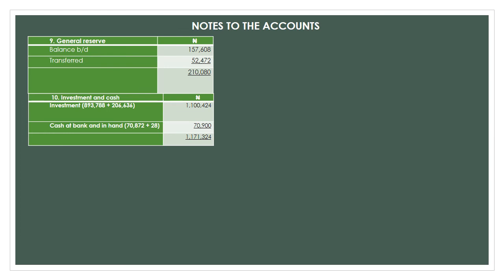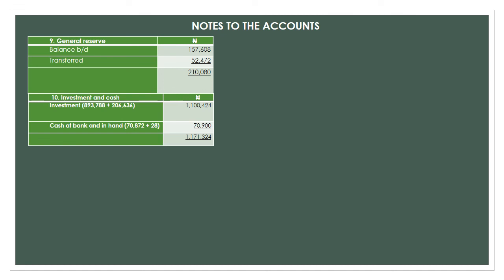Then the last additional information is 10. The last note is note 10, which is on investment and cash. So your investment value, if you check your investment here in the trial balance, you see quoted investment 896,788. Then you have an unquoted investment of 206,636. You add them together, you have 1,100,424. Then the cash at bank and in hand, from the trial balance you have 70,872.